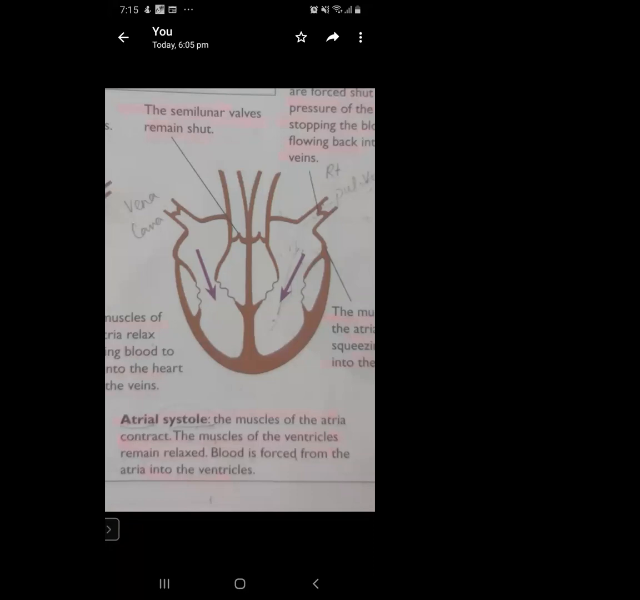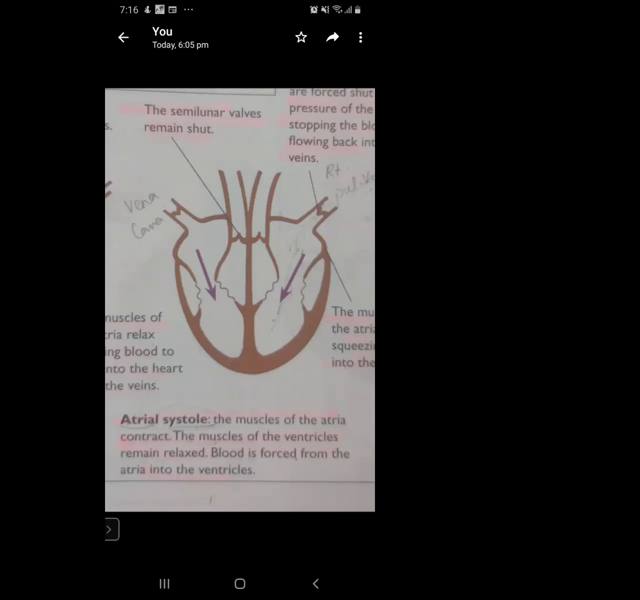Now in this, atrioventricular valves will open, the semilunar valves will close. Why will the semilunar valves close? Because as you can see, the ventricles are expanding. If the ventricles are expanding, the pressure is low, so there might be backward flow of blood through the aorta and the pulmonary artery. We don't want that happening.